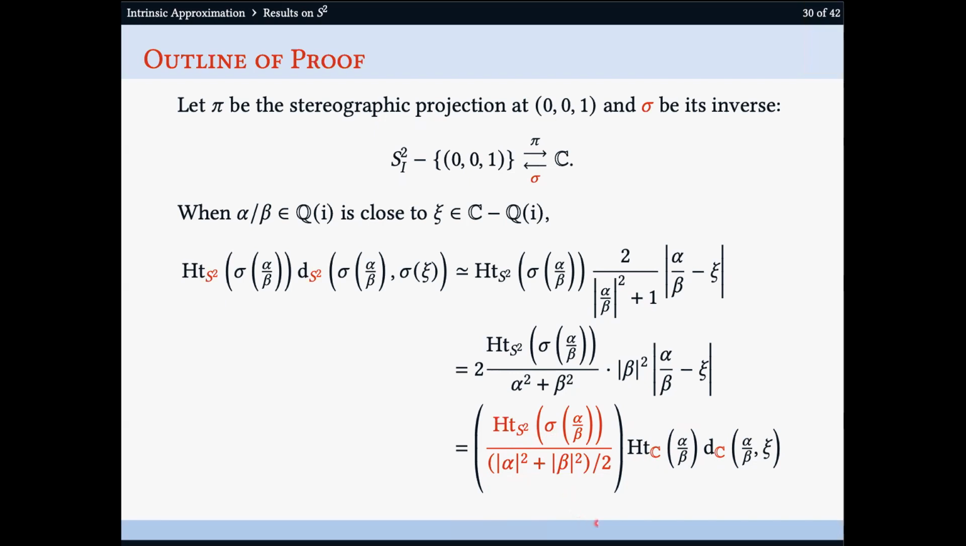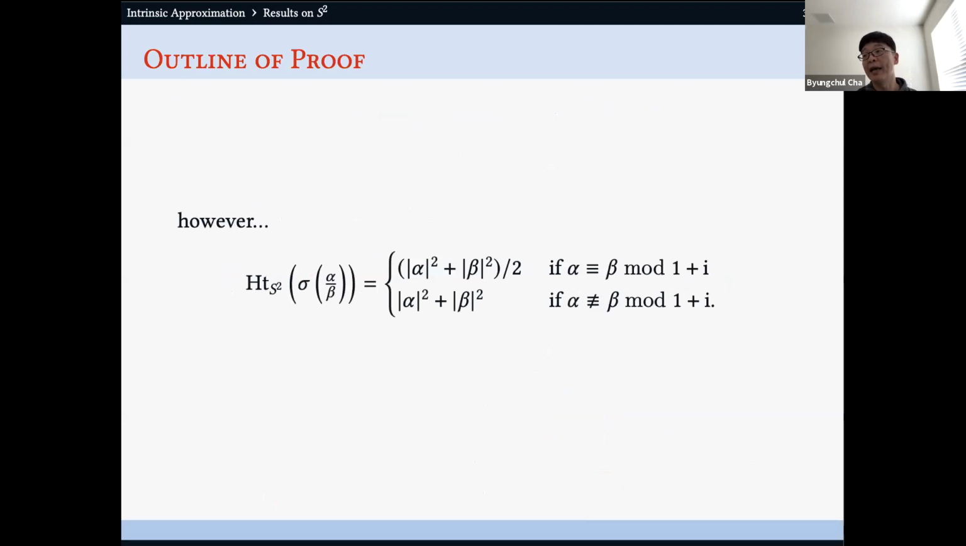If it were the same, then we would show that these two spectrums would be exactly the same, right? But they're not the same. And the behavior that we're able to see, which was not difficult at all, is that in fact it changes by a factor of 2, depending on whether alpha and beta are the same modulo 1 plus i or not the same modulo 1 plus i.